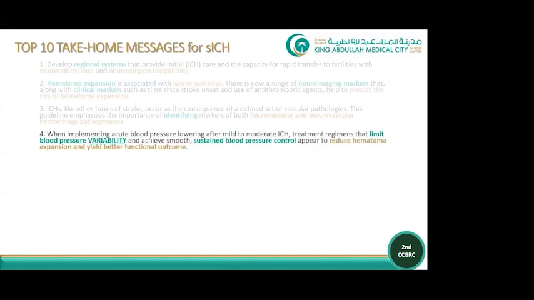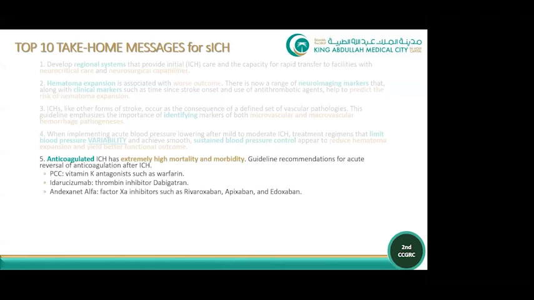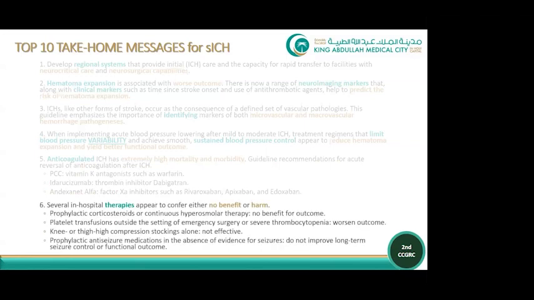And blood pressure variability is known to worsen the outcome, and sustained blood pressure control to reduce the hematoma expansion is recommended. Anticoagulated ICH patients have extremely high mortality and morbidity and should be reversed. There are several therapies that show no efficacy and no benefit and should be avoided, as we mentioned earlier.